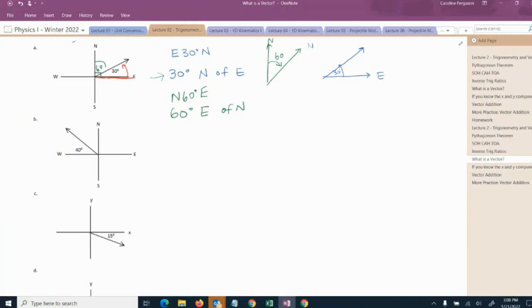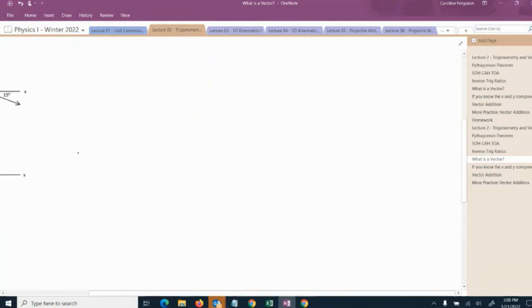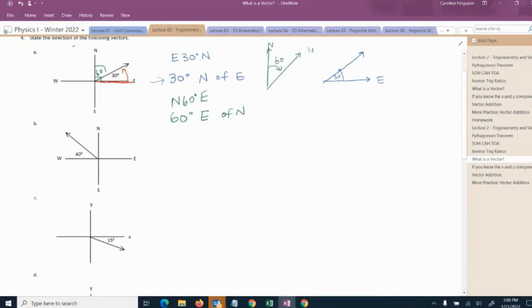Good. Okay, so for B, we're starting with the west line. So we're going west over here. And from west, we're going 40 degrees towards north. So that's what it would be. West, 40 degrees north. But the other way of saying that is 40 degrees north of west. Some people hate this way, but you kind of have to know it, because if that's the correct answer in the multiple choice, you need to be able to select it.